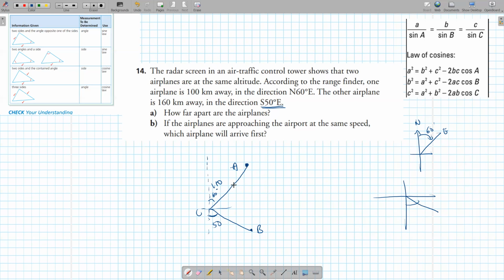And we do know the distances. We know this one is 100, and the other distance is 160. The question is, what's this distance? Any ideas on how to do this? Now that we have the triangle, it's pretty straightforward if you just figure out which law to use.